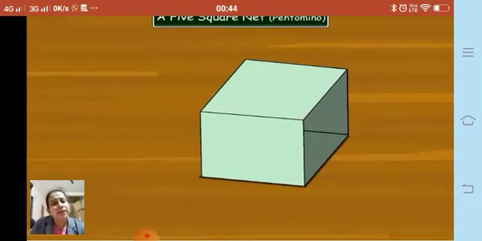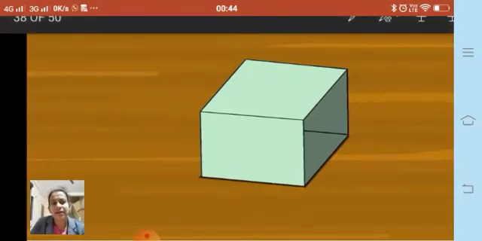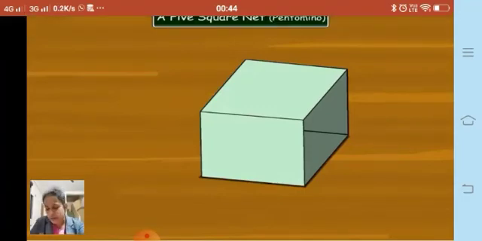So when you have a 5 square net, you can get an open box, whereas we can get a closed box by having 6 faces. Correct? 6 faces. It may be either rectangles or squares, but when we are talking about the pentomino, we have squares. Okay, fine. So let's proceed now.